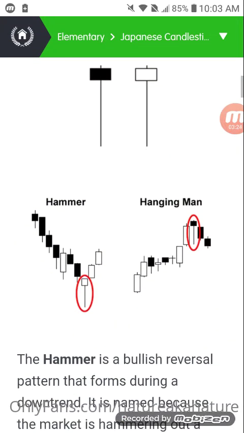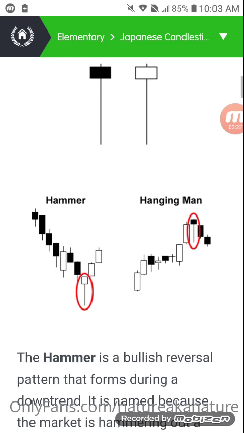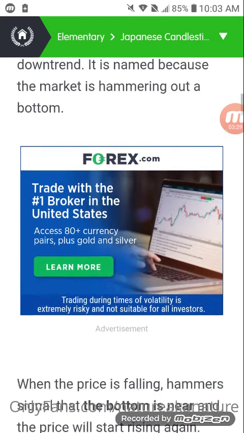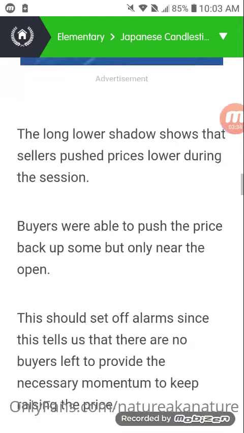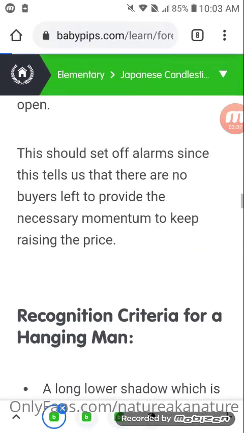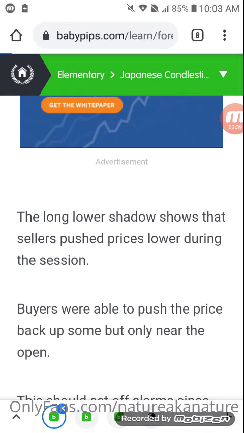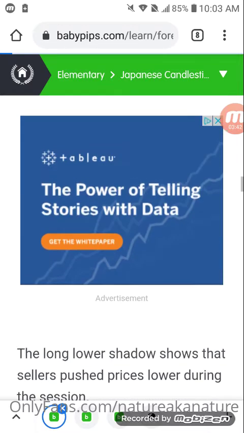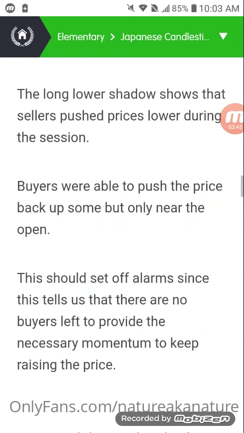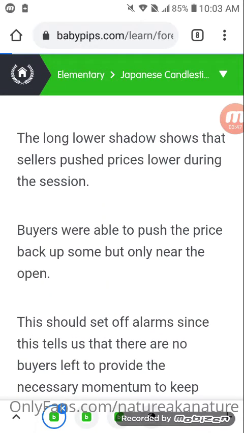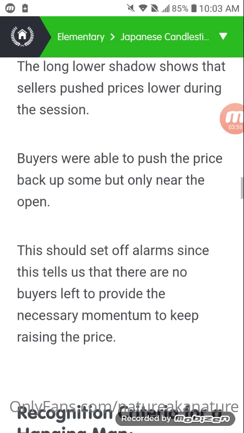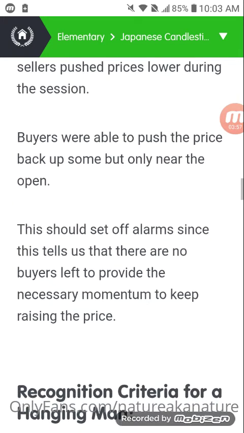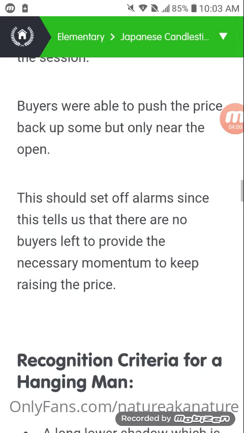For this to be valid, we will need two black candlesticks to close below the hanging man for it to be a valid reversal of an uptrend. With the hanging man, the long shadow shows that sellers pushed price lower during the session. Buyers were able to push price back up some, but only near the opening. This should set off alarms, since it tells us there are no buyers left to provide the necessary momentum to keep price rising.